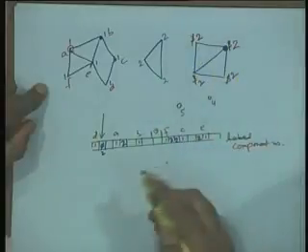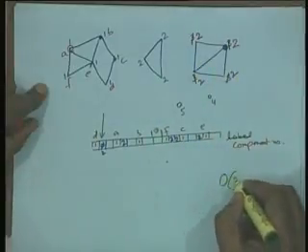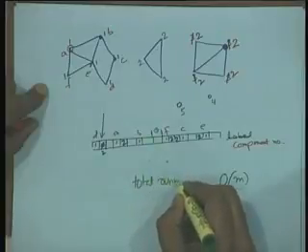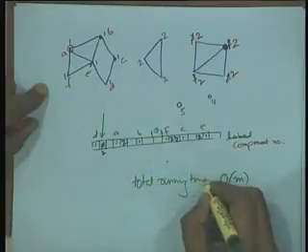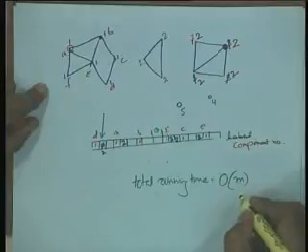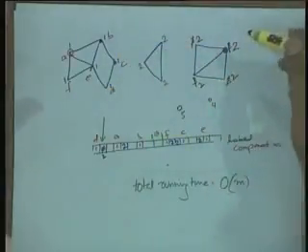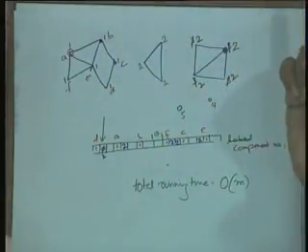So is the total running time equal to order number of edges? Is this the right number? Yes. Look, number of edges can be much smaller than the number of vertices in this entire graph. The graph could have 0 edges.